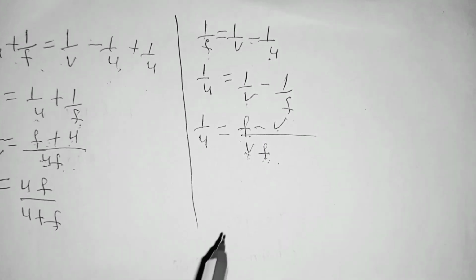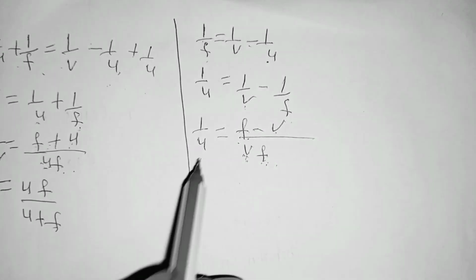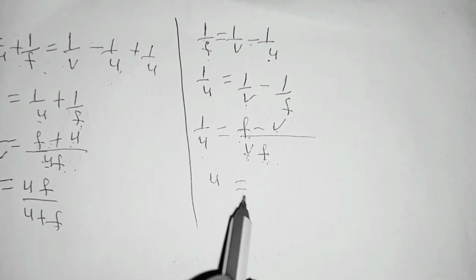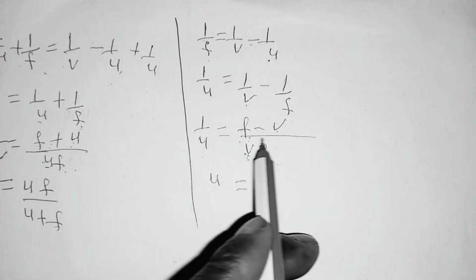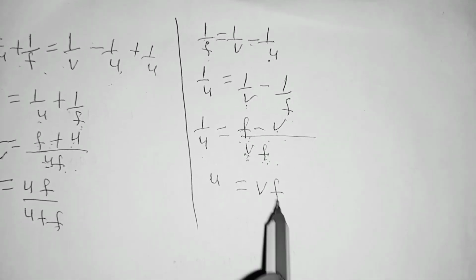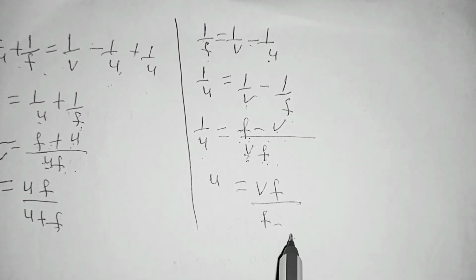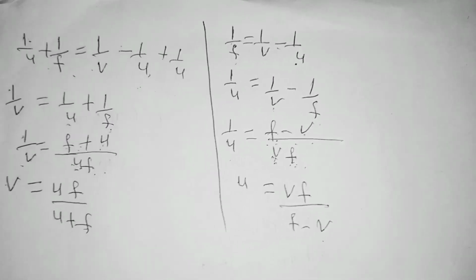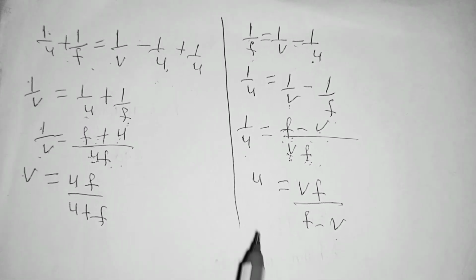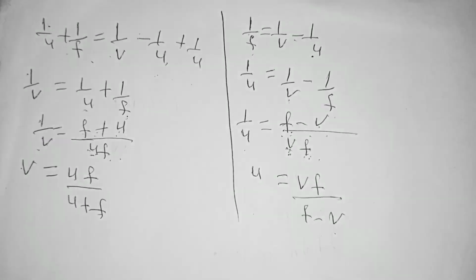Then to obtain U, you take the reciprocal. The reciprocal of 1 over U is U, and the reciprocal of F minus V divided by VF is VF over F minus V. So that is how we make V and U the subject of the formula from the main subject.